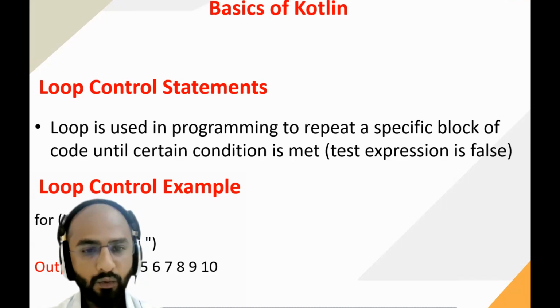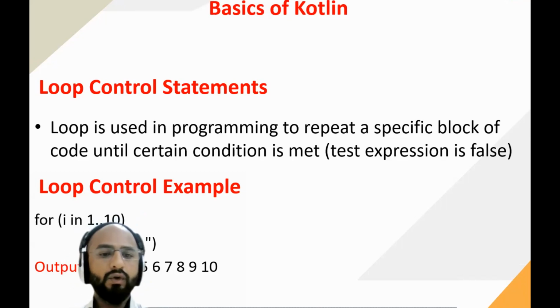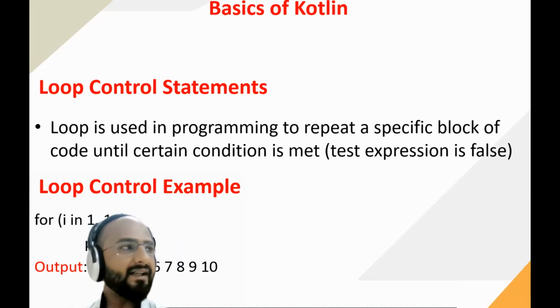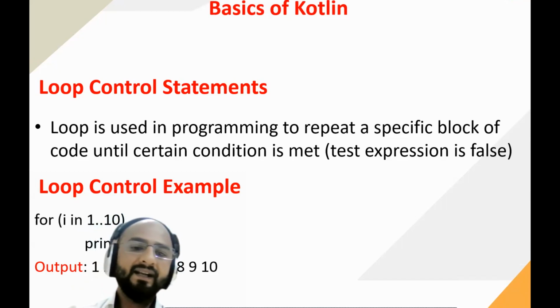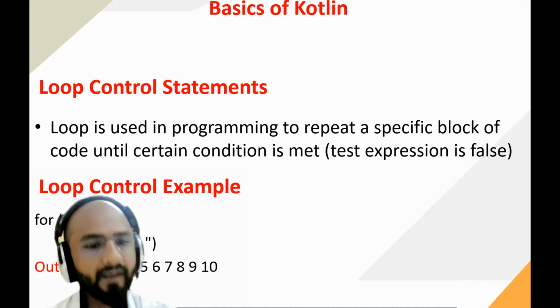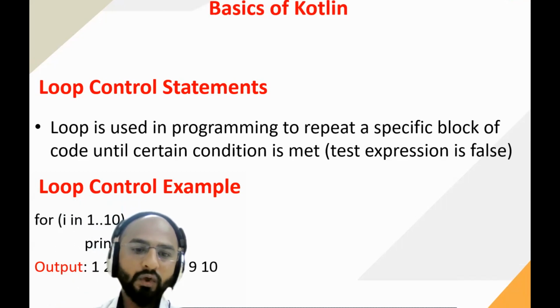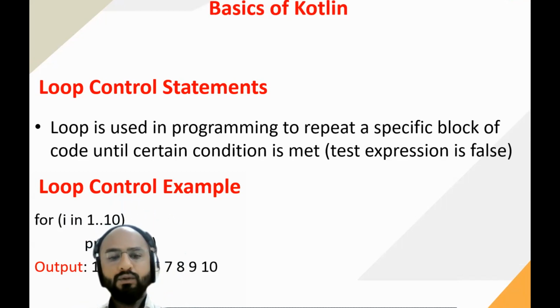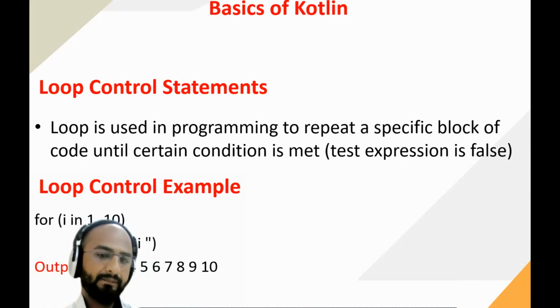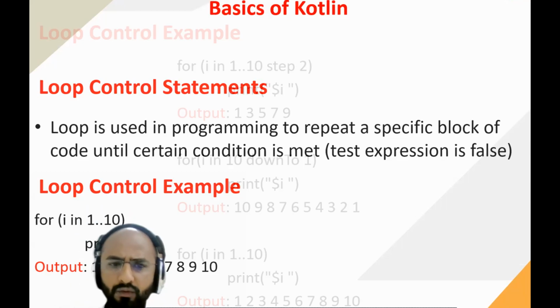A very simple syntax for the loop control in Kotlin is for i in 1..10, which means your loop starts from 1 and ends at 10. So 1 and 10 both are included in the loop, and then we are printing $i. So the output will be 1, 2, 3, 4, 5, 6, 7, 8, 9, 10 for these two lines of code. There are different variations for the for loop also. Let's discuss all the variations.